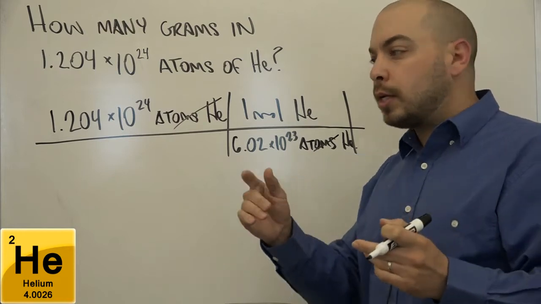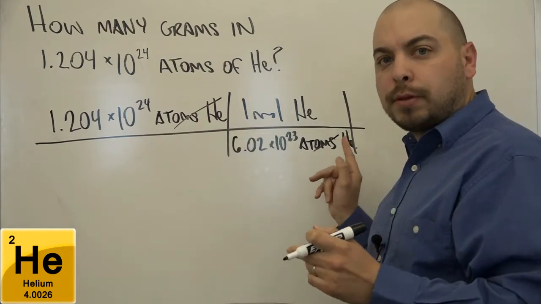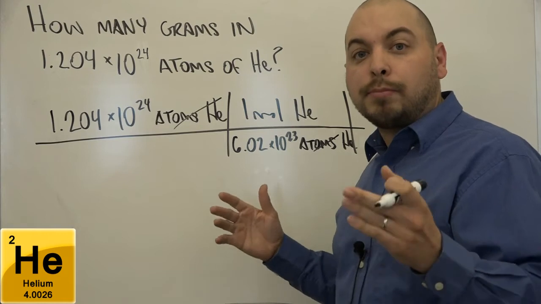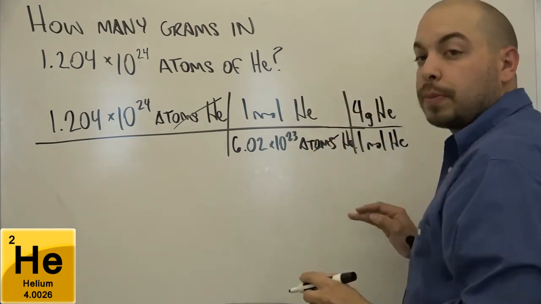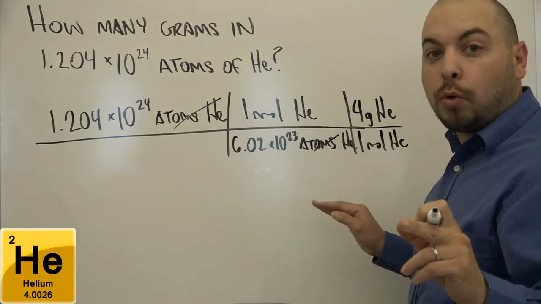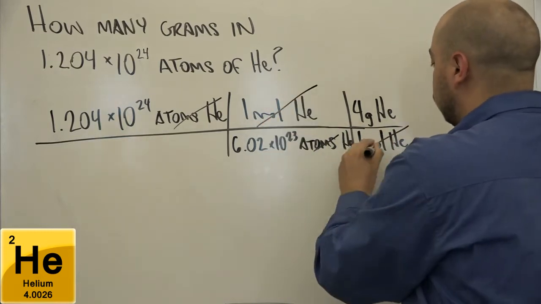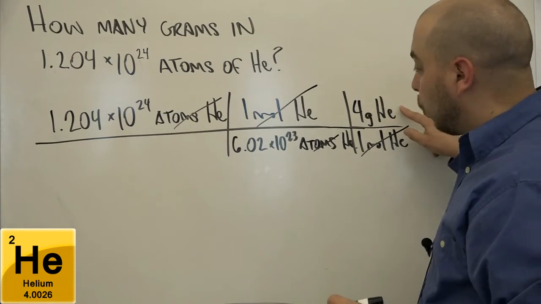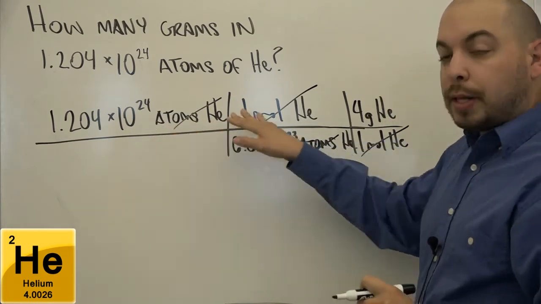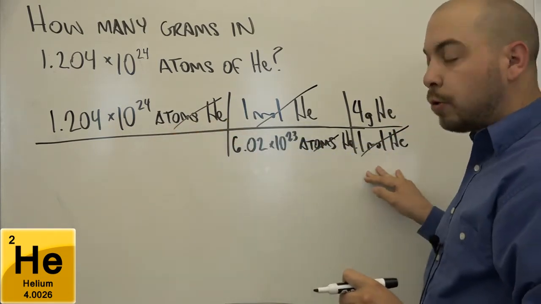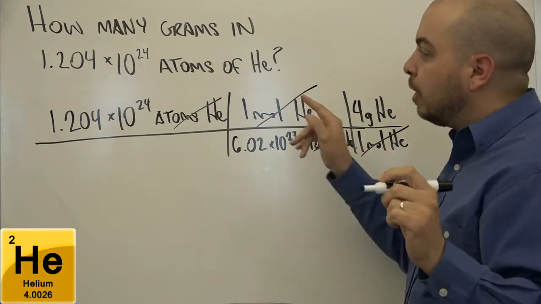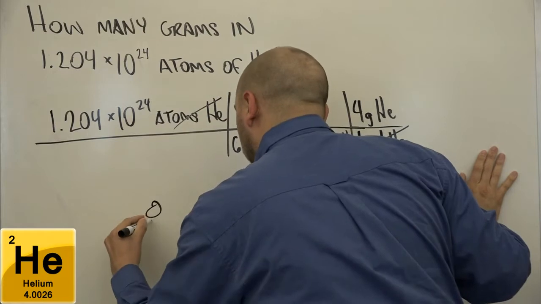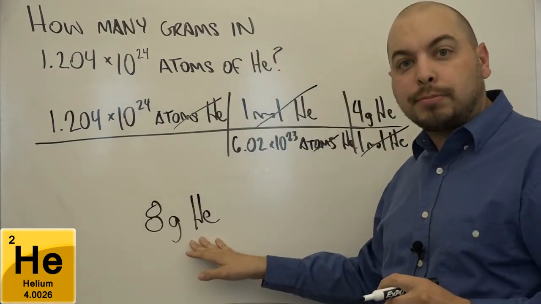So what we're going to do is we're going to need to effectively divide by moles and multiply by grams. So we're going to effectively multiply by our molar mass. This is going to cancel out the mole of helium unit, leaving us with only grams of helium. We multiply all the way across the top, we divide across the bottom, and our result is going to be 8 grams of helium in our sample. So there you go.